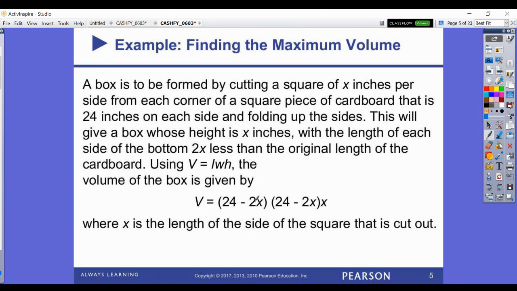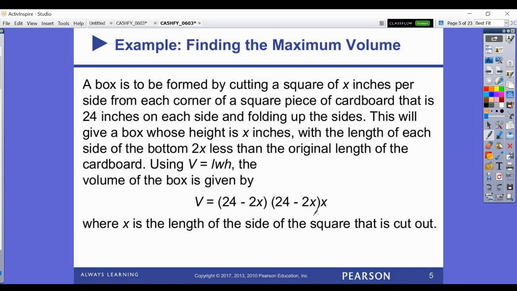All right, here's another application-based example. A box is to be formed by cutting a square of x inches per side from each corner of a square piece of cardboard. So we're starting with a square that is 24 by 24, and we're going to cut off little squares from each of the 4 corners and fold up our box. I'll show you a picture in a minute so you understand that. This will give a box whose height is x inches, with the length of each side of the bottom 2x less than the original length of the cardboard, using volume equals length times width times height.